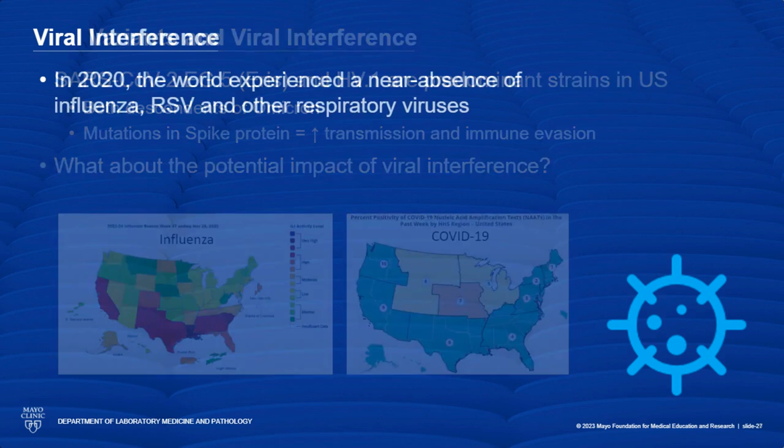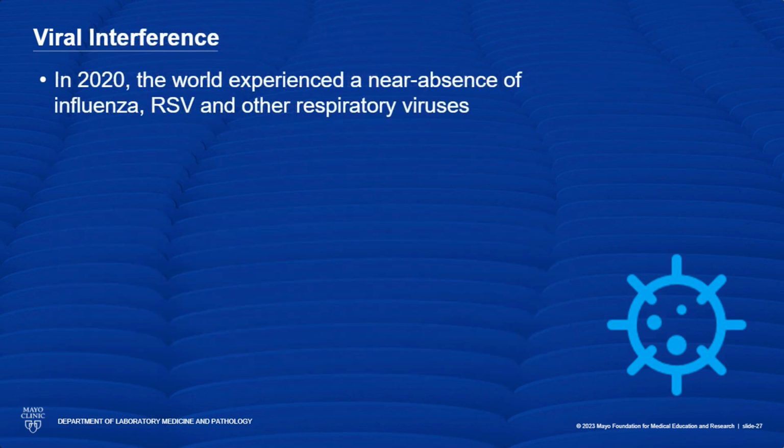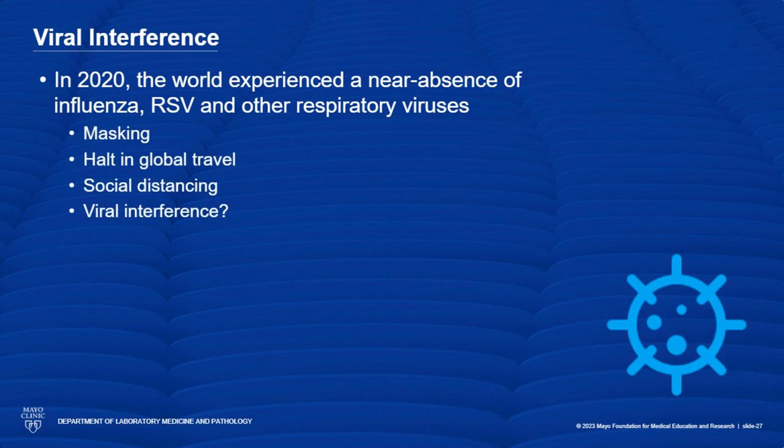So first of all, let's talk about what viral interference is. We'll all remember that in 2020, we all experienced a near absence of respiratory infections other than COVID. So there was almost zero influenza, RSV, and other respiratory illnesses in the US. We likely attributed this to masking, the halt in global travel, and social distancing, which I think were all important factors. But was there a role of what's called viral interference?